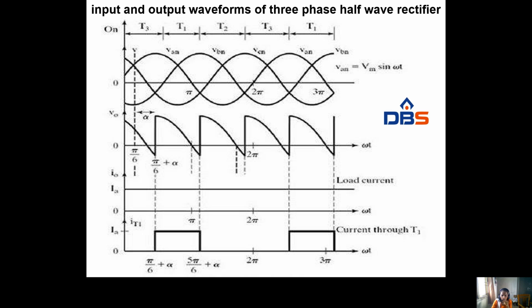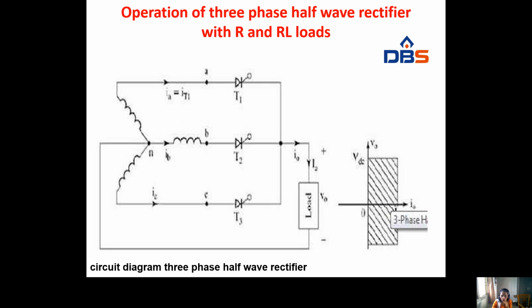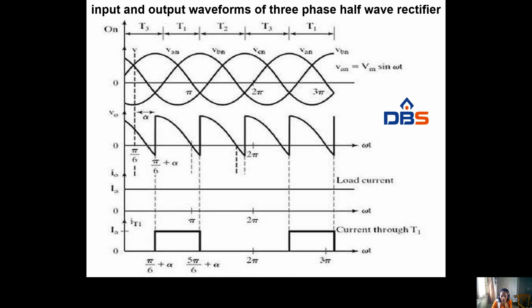In the three phase half wave rectifier, T1, T2, T3 will be there, and here three phases will be there. At the start, T3 will be turned on, and after that T1 will be turned on, and after that T2, and again the cycle will be repeated: T3, T1 and T2. Here this is the three phase input waveform. See here we have R, Y, B, three phases, and here we have VAN, VBN, VCN voltages.